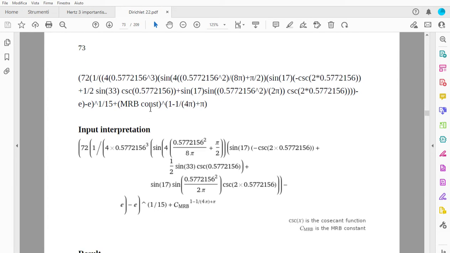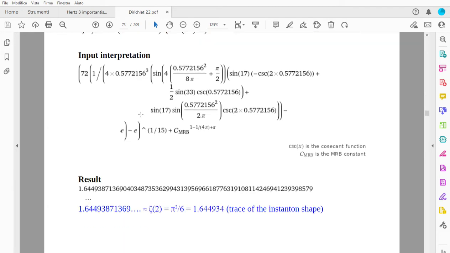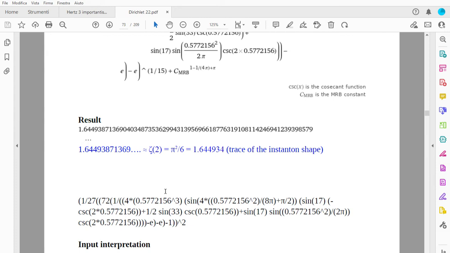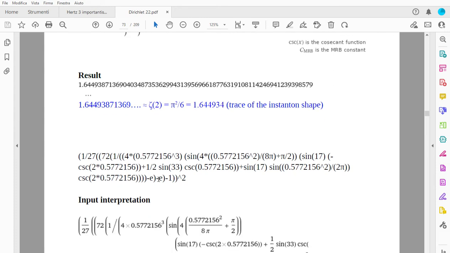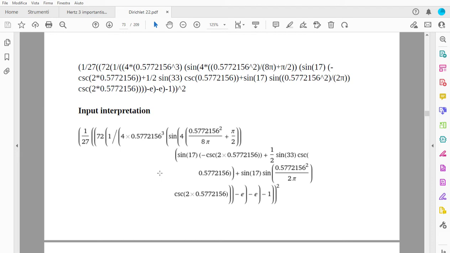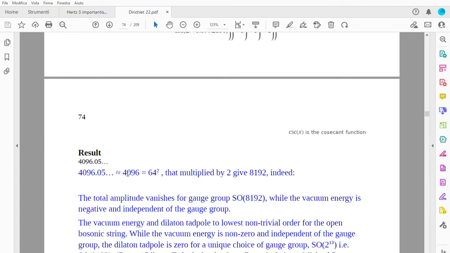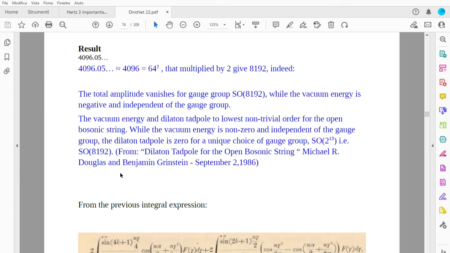Furthermore, from the above expression, we obtain also, after some calculation, a result that is very near to zeta(2), that is equal to pi squared divided by 6, that we hypothesize is the trace of the instanton shape. Again, from the above expression, after some calculation, we obtain also a value very near to 4096, as above.